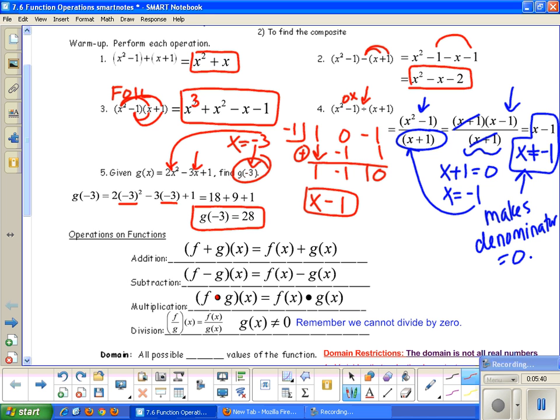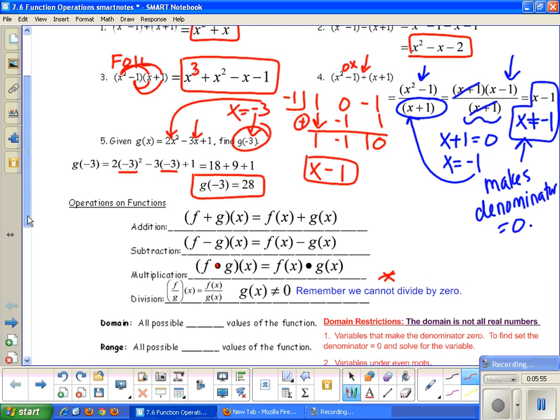Here we have division, f divided by g of x becomes f of x divided by g of x, and again here g of x cannot be equal to 0 because remember we cannot divide by 0, so that's really important. Now, for this, what does that mean?